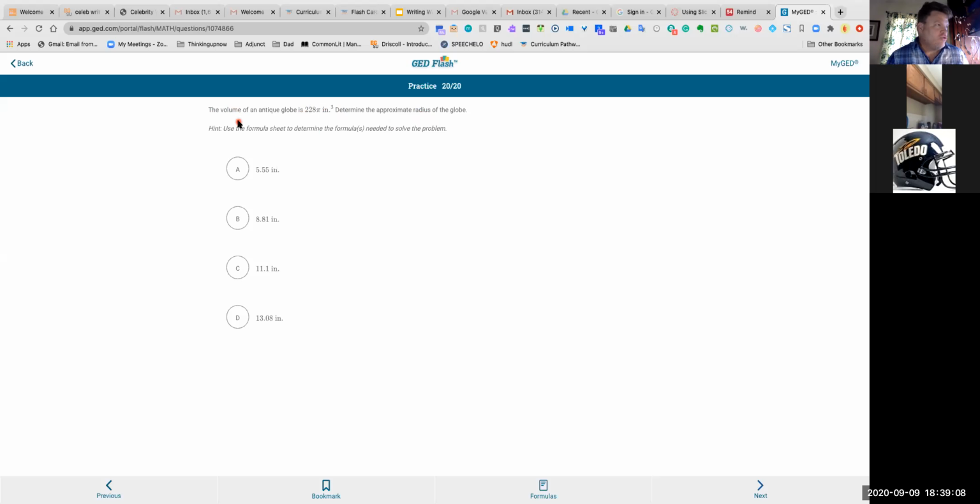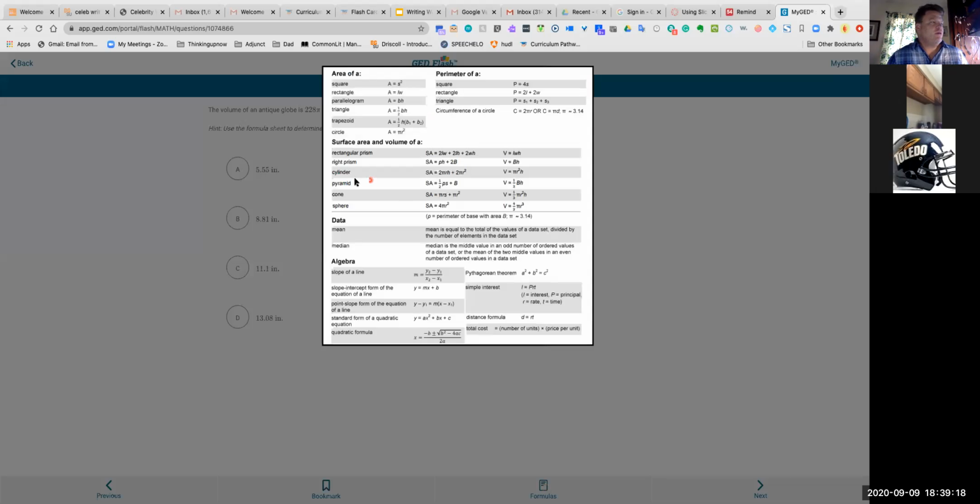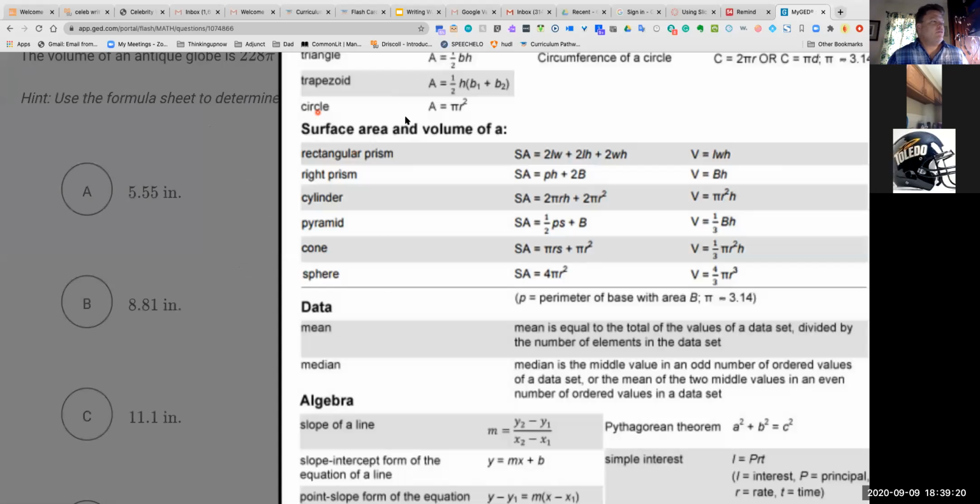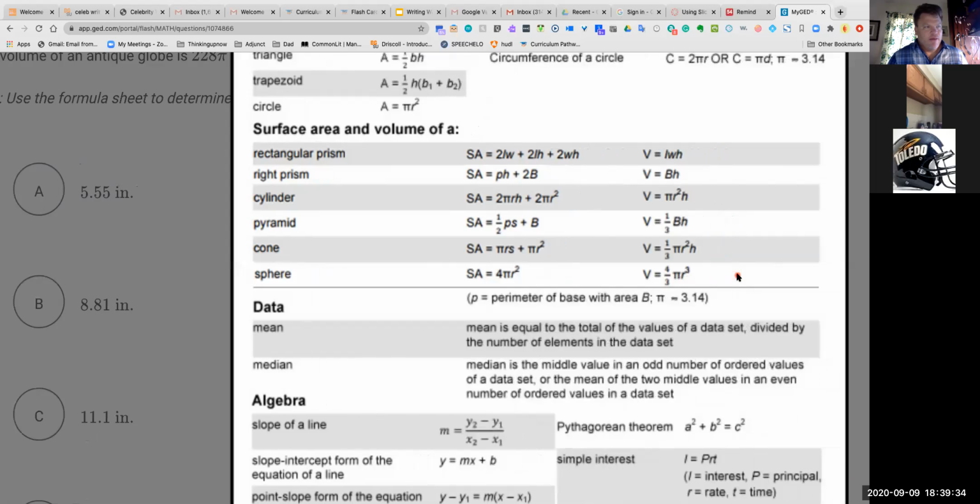So we're going to go to our formula sheet. And the thing we're looking for is a sphere. So globe, sphere, ball, any three-dimensional super roundy thing. And we don't want to get lost in circle. Now that says area, we want volume. So sphere, volume. Its volume equals 4/3 times pi times r to the third power.